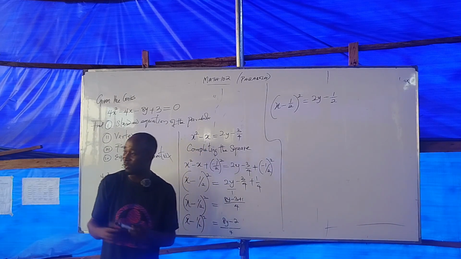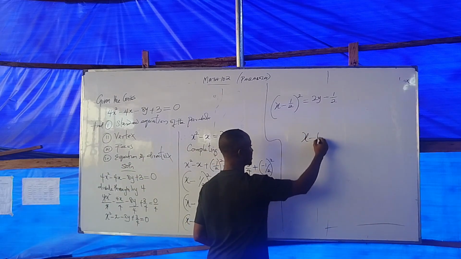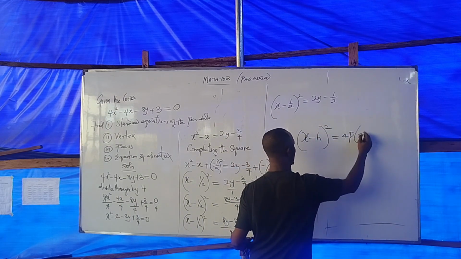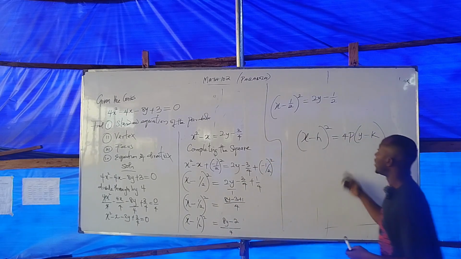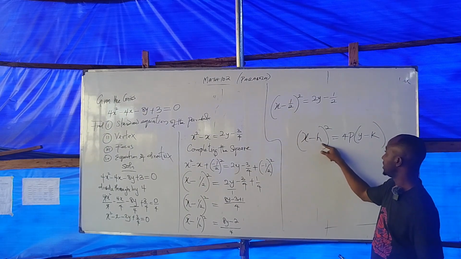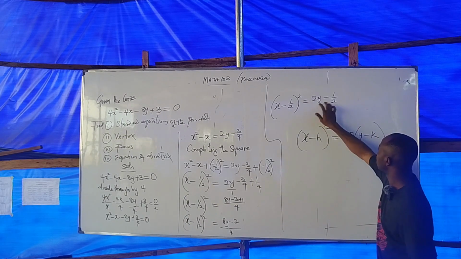Because our aim is to convert to the standard form. And standard form says x minus h all squared equals 4p times y minus k. Are you aware? We have already achieved this part. For this, what's our h here? Half. Now let's convert this to be in this form.